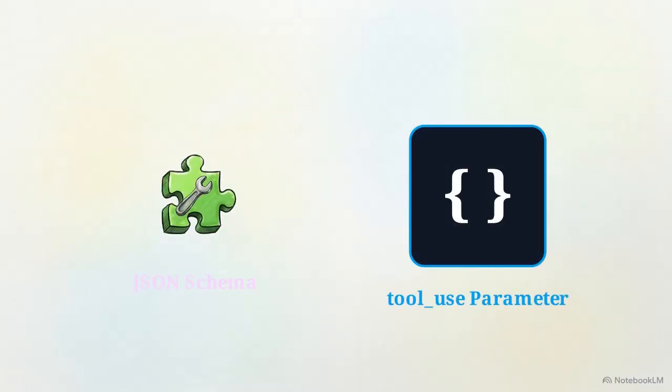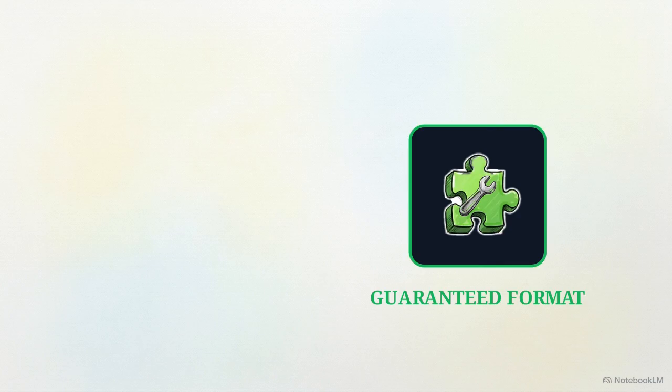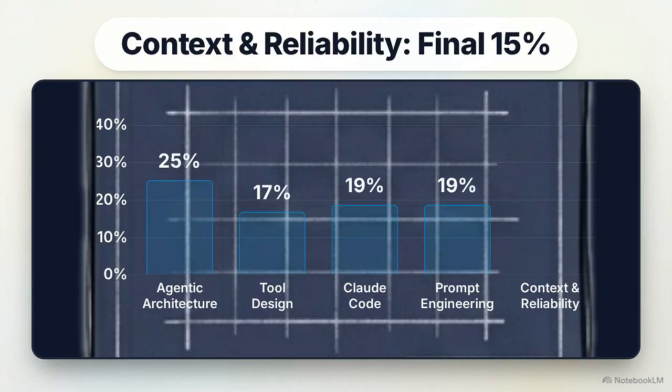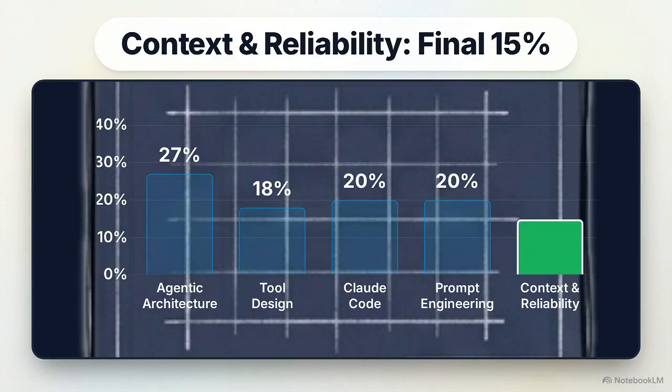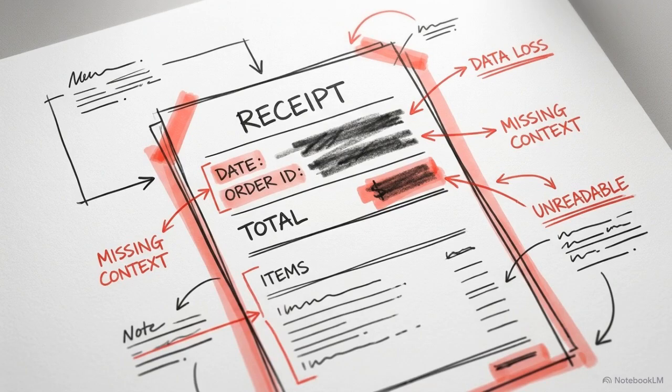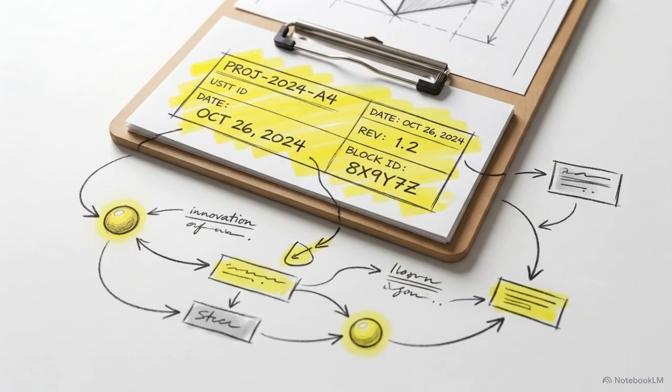Next is Domain 4, Prompt Engineering and Structured Output, also worth 20%. In production environments, eliminating JSON syntax errors is a hard requirement. To guarantee that output format, combining the tool use parameter with strict JSON schemas is the only acceptable architectural pattern for robust data extraction. Finally, Domain 5 targets context management and reliability for the remaining 15%.